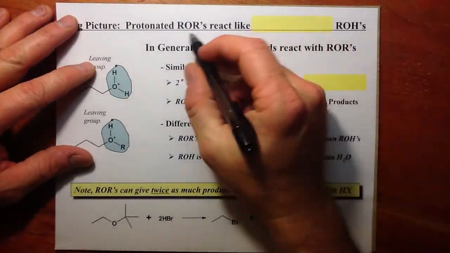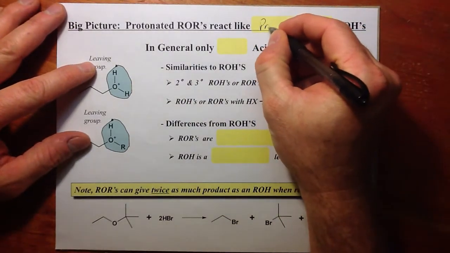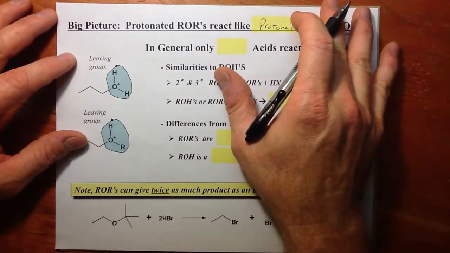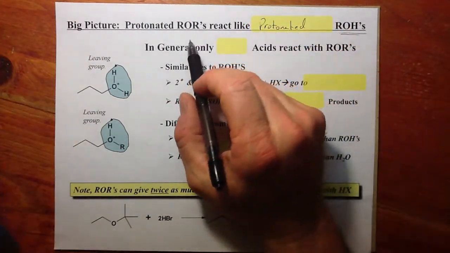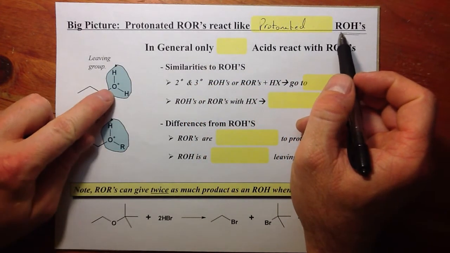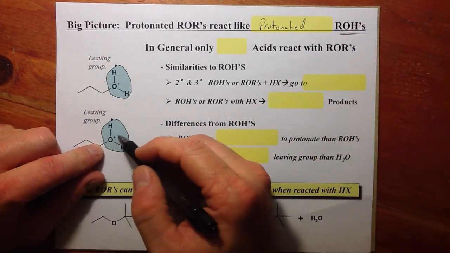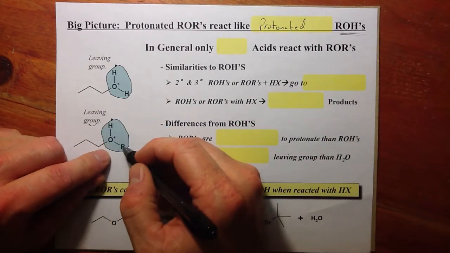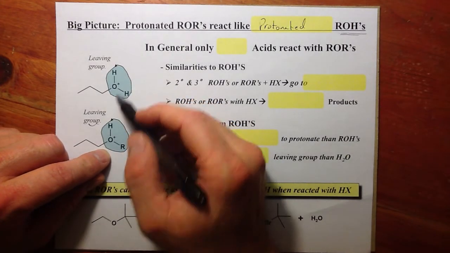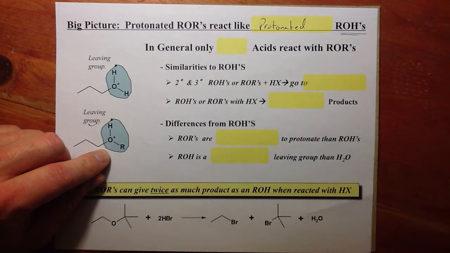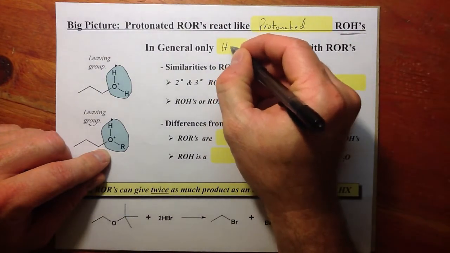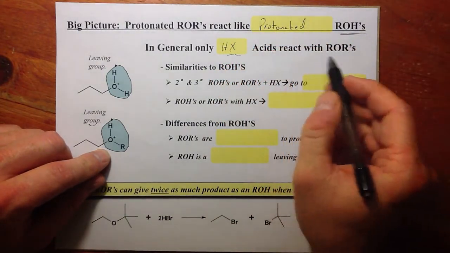So we said protonated RORs react like protonated alcohols. It's not 100% equivalent, but if we can protonate these, just like the protonated alcohols, we make a good leaving group. So it's harder to protonate, but we have the leaving group we need, an HOR as a leaving group instead of HOH, or water, as a leaving group. So there's some similarities. In general, only strong acids, HX acids, generally react with RORs.